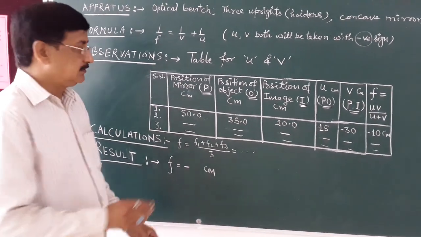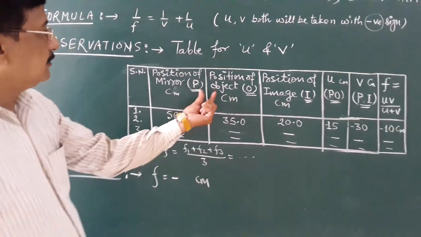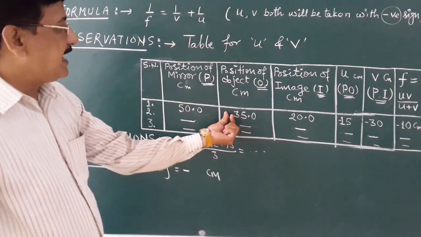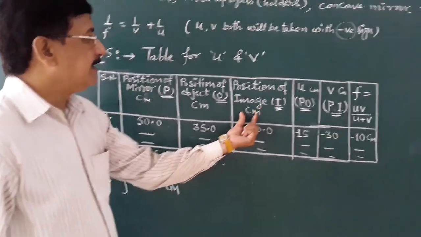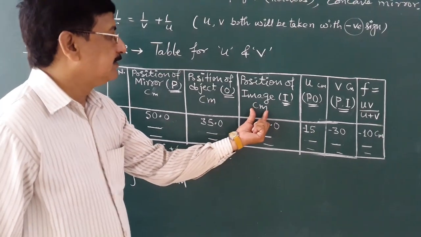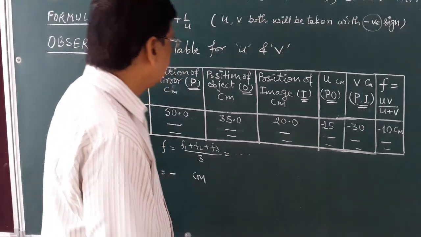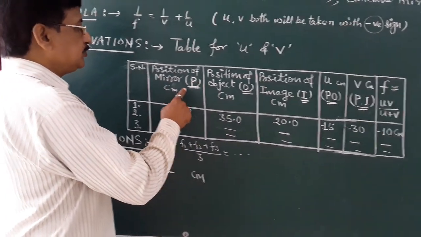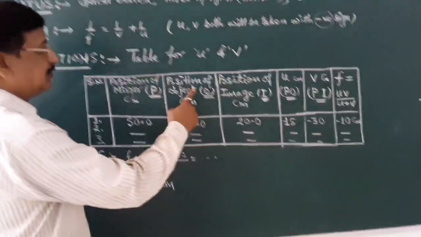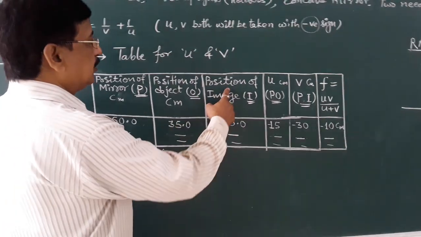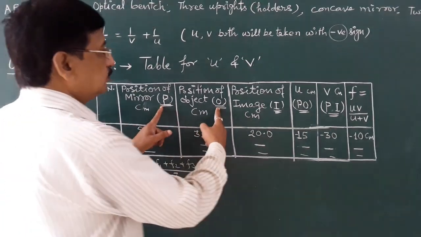First we will set our mirror in an upright. Then in the second upright we set the object pin, and finally when there is requirement we set in the third upright an image pin. The position of mirror will be denoted by P in centimeter, position of object O, position of image I. So the distance between P and O is U. This is U.